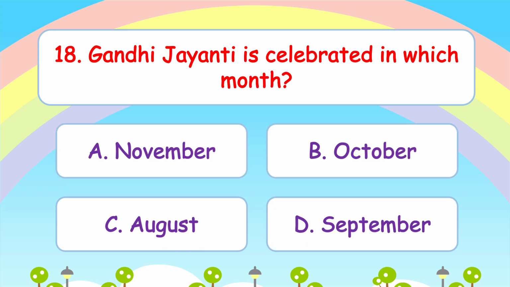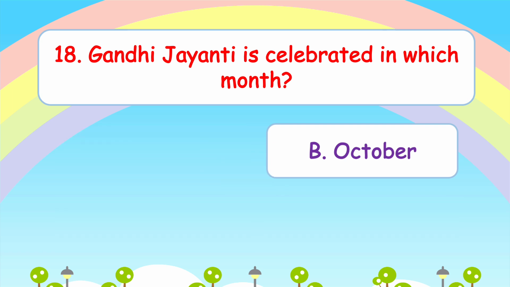Gandhi Jayanti is celebrated in which month? And your options are November, October, August, or September. And it's October. We celebrate Gandhi Jayanti in the month of October.